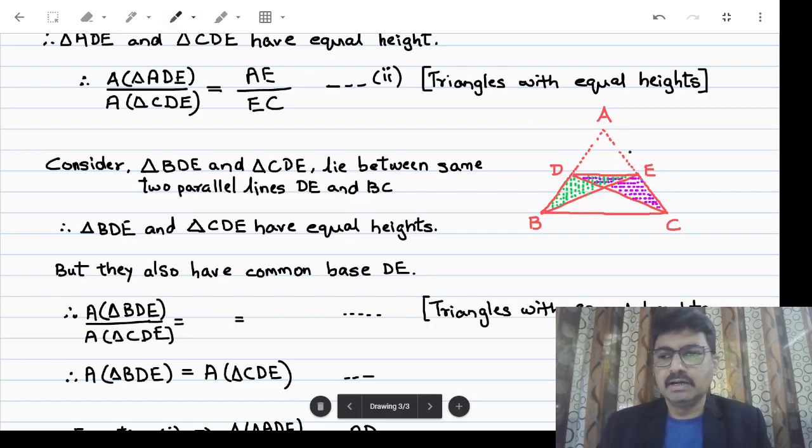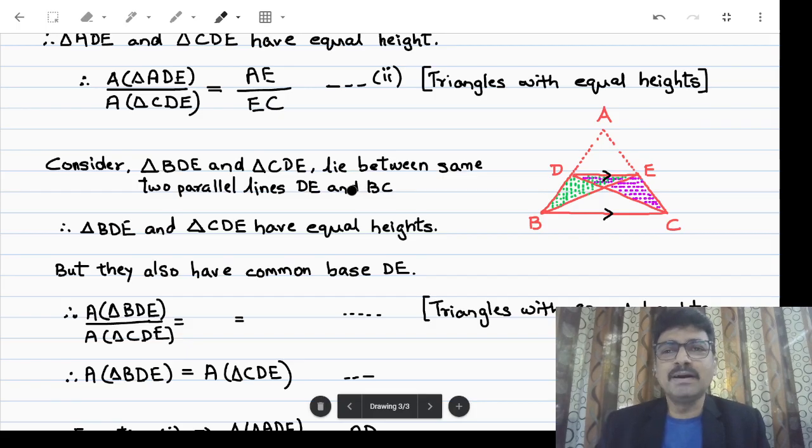Shall we mention the symbols of parallel lines? We can mention it like this. Then we see that I have shaded two triangles here. Triangle BDE is the one shaded in green. Triangle CDE is the one shaded in purple. And these two triangles are lying between the two parallel lines DE and BC. So I say triangles BDE and CDE lie between the same two parallel lines DE and BC.